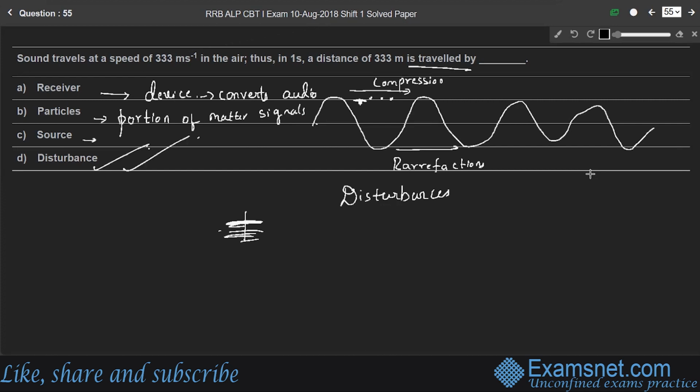So these are objects used to transmit information, right? So for the given question, sound waves travel, and the distance is traveled by disturbances in the air, right? So option D.